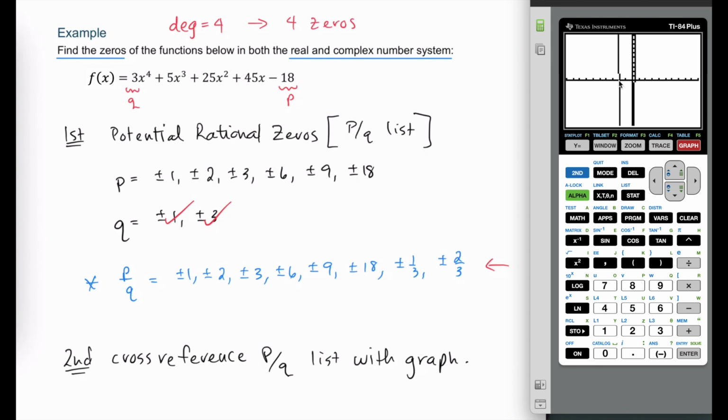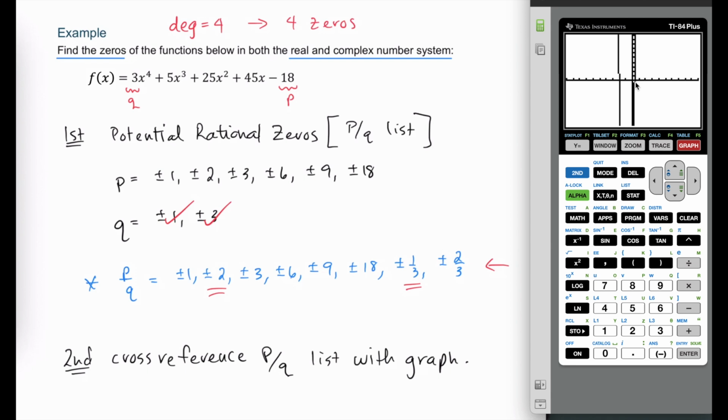It looks like my graph is crossing at -2, and -2 is in the list, so that's a good candidate. It also looks like we're crossing somewhere in between 0 and 1. We've got 2 rational numbers that are in between 0 and 1. We could zoom in here a little bit more, but it does appear that that 0 is a little closer to the y-axis than to x is equal to 1. So I'm guessing that x is equal to positive 1/3 would be another good candidate.